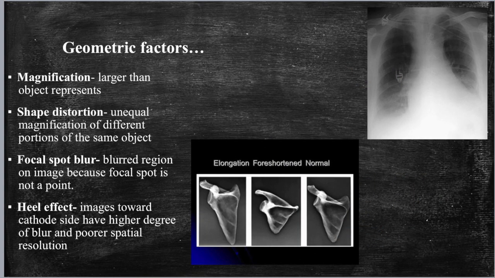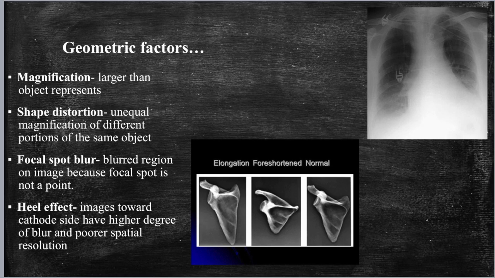Geometric factors. Geometric factors are important in producing high-quality radiographs. Three geometric factors that affect image quality are magnification, distortion, and focal spot blur. Magnification is when the images on the radiograph appear larger than the objects they represent. Shape distortion is the unequal magnification of different portions of the same object. Focal spot blur is the blurred region on the image that occurs because the focal spot is not a point, and it is the most important factor for determining spatial resolution.